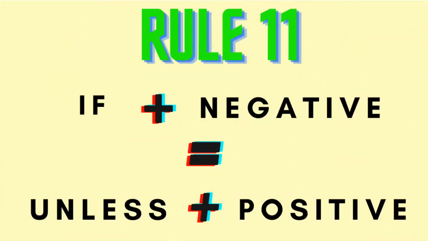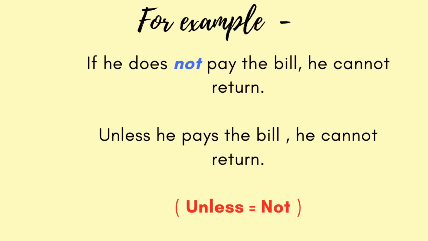Rule 11 is if plus negative is equal to unless plus positive. Let's see the example. If he does not pay the bill, he cannot return. Lay stress on if plus negative. Let's see the answer. Unless he pays the bill, he cannot return.